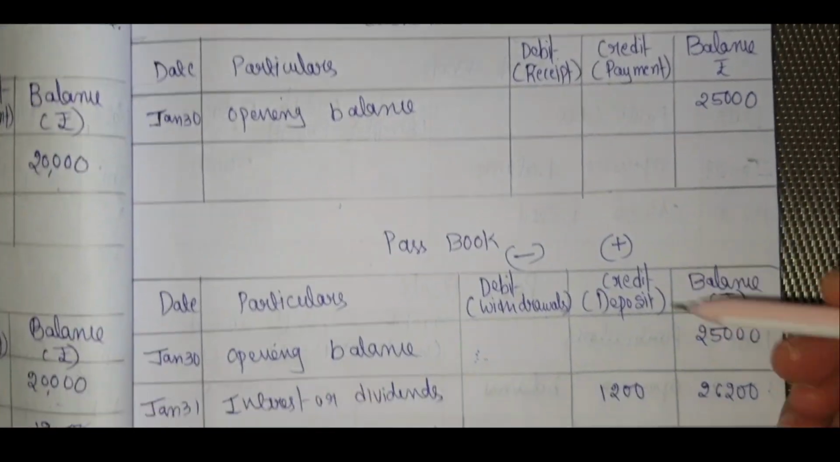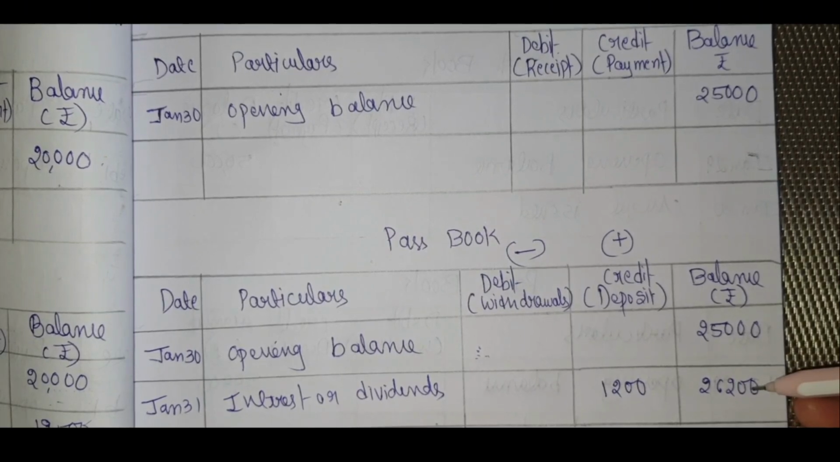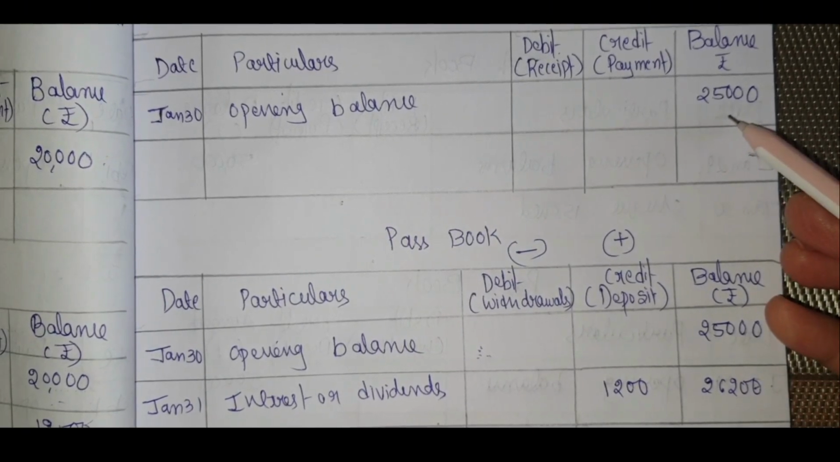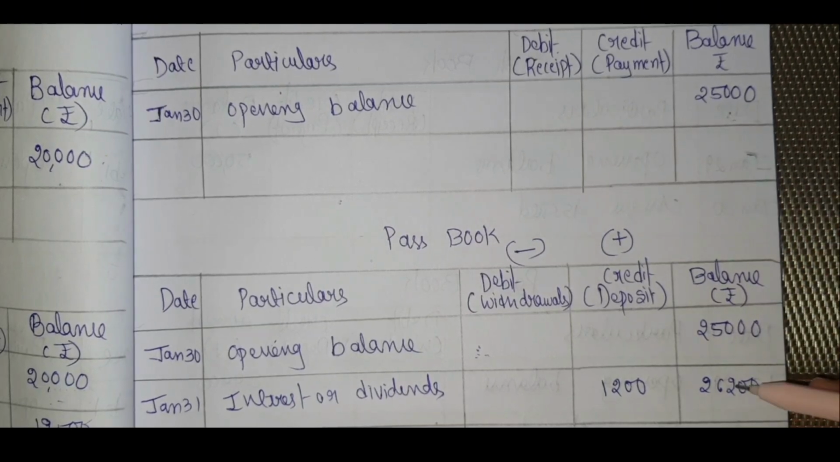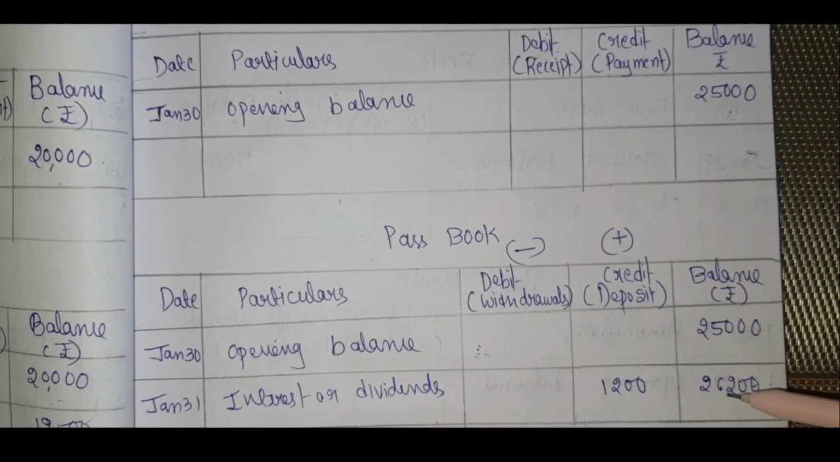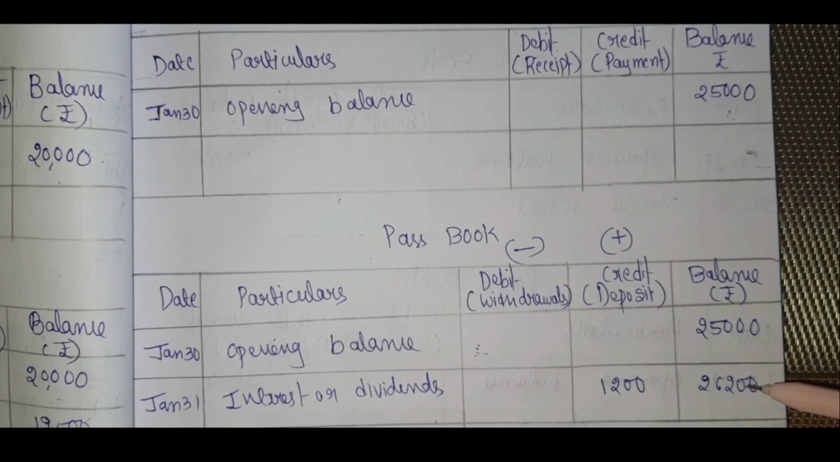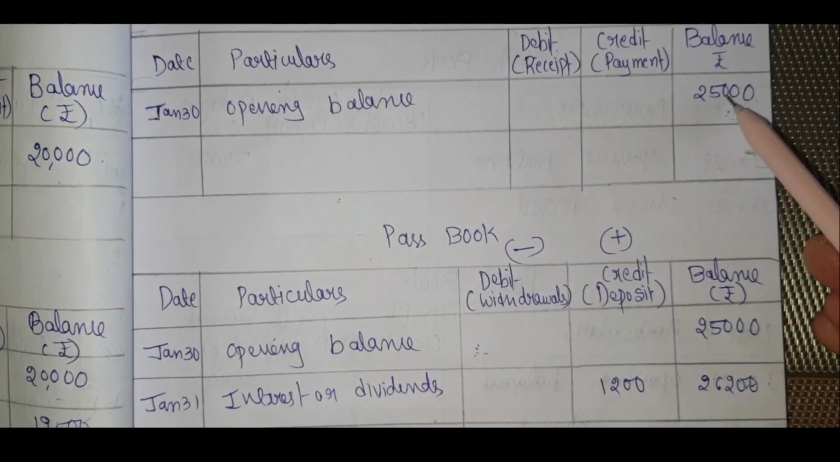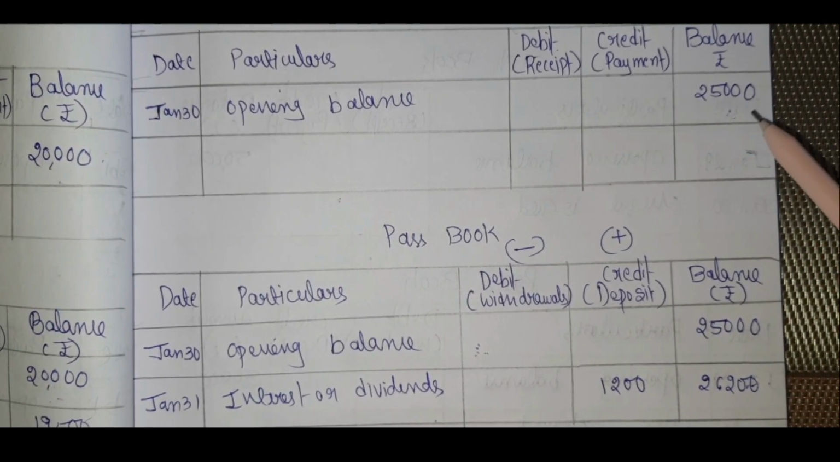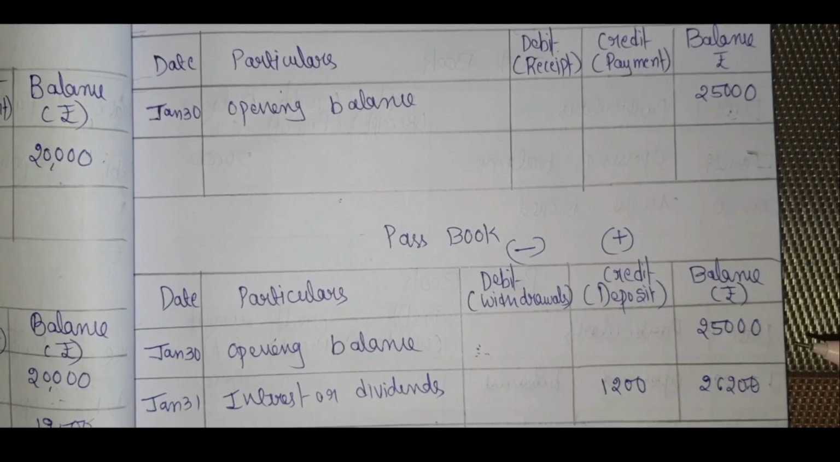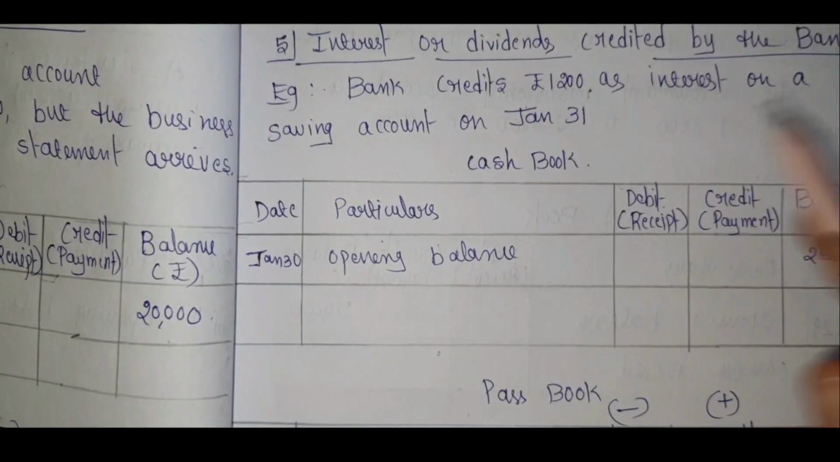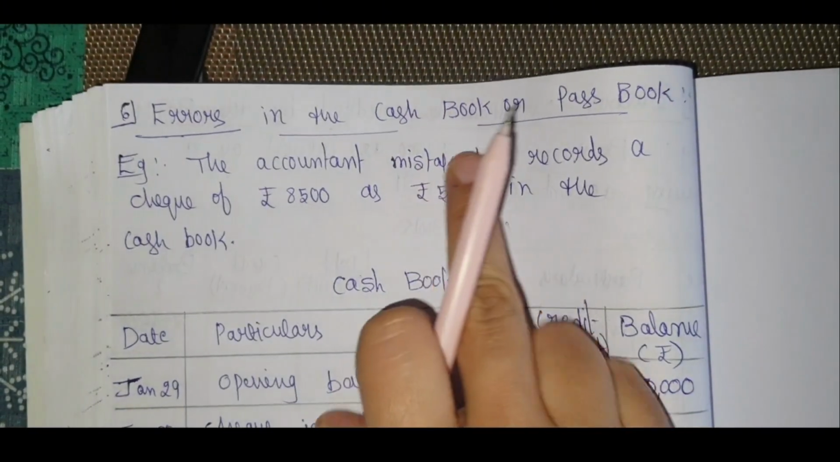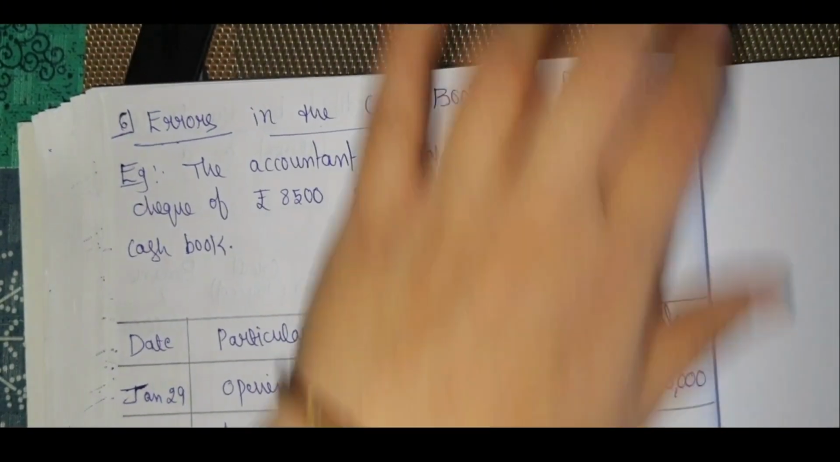See here, the passbook balance is more than the cash book. The passbook balance is increasing, that is rupees 26,200, and the cash book balance is only rupees 25,000. There is a difference of rupees 1,200. Okay, this is the fifth situation. And the next, last one, is errors in the cash book or passbook.